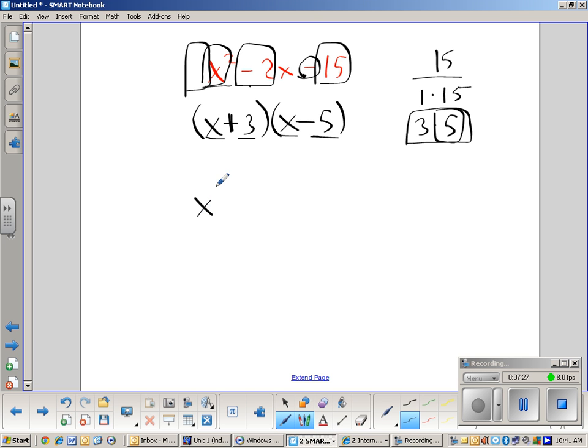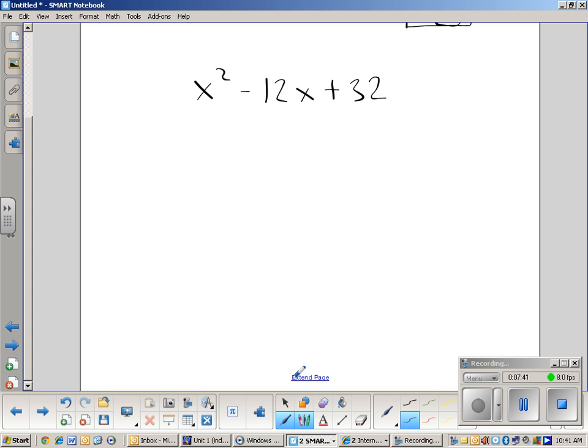If I have this one, x squared minus 12x plus 32. I want to factor this one. Okay? I'll give you a moment to write that down. We are taking notes now. When I check your notebook, I'll expect to see all this stuff in your notebook.